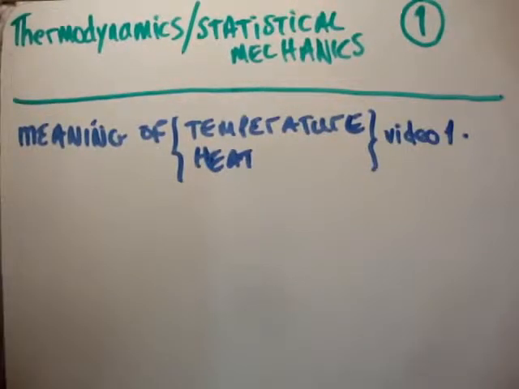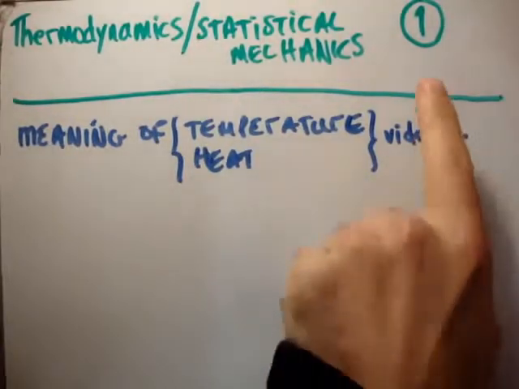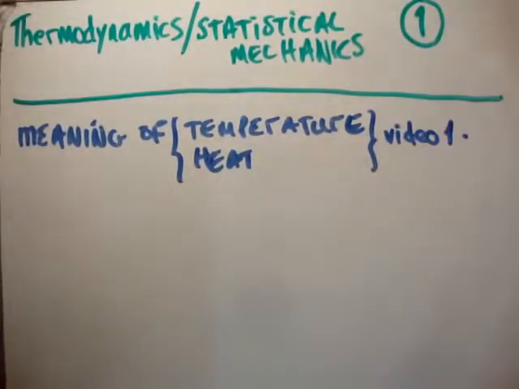Okay, in this video I'm going to begin a series of tutorials on thermodynamics and statistical mechanics. So this of course will be video number 1, and I'm going to discuss the meaning of temperature and heat. This will be video 1 of 2 because this one is going to be very vague and general and perhaps very basic, whereas video 2 is going to explain this in terms of entropy.